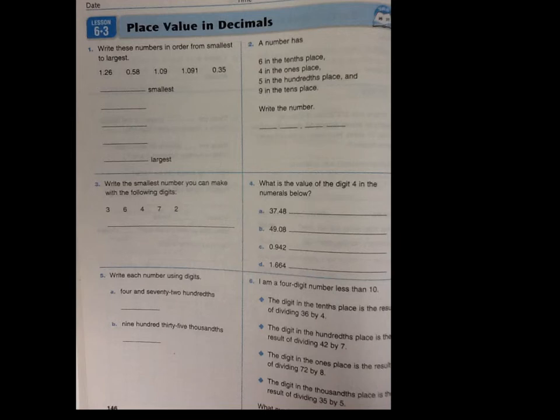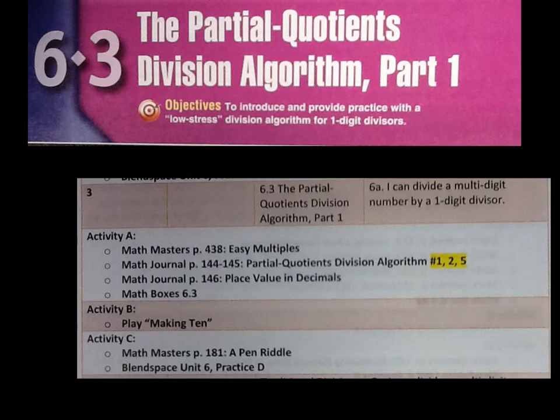The other final page you'll be doing today is just a review of place values in your decimals. So let's go over what you're doing today. First of all, we have a Math Masters page that's available to figure out the easy multiples. You noticed on some of the pages I just jotted them on the side, but other pages I used an actual worksheet that walked me through what multiples I could do. You may use that same worksheet here. Then you're finishing your Math Journal page 144 and 145, the partial quotients division algorithm, reviewing with decimals, and finally math boxes.